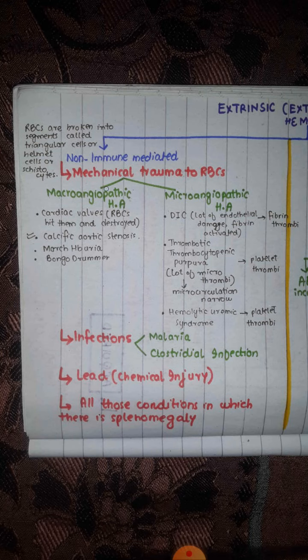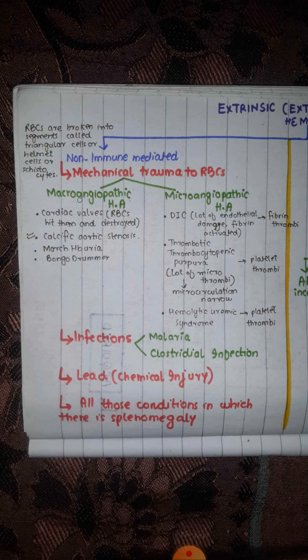Now, when the RBCs are broken down by mechanical trauma, then there can be macroangiopathic hemolytic anemia or microangiopathic hemolytic anemia. The word macroangiopathic means that the RBCs are broken down in the large vessels, and microangiopathic means that the RBCs are broken down by mechanical trauma in small blood vessels. So, there are different causes of macroangiopathic and microangiopathic hemolytic anemias.